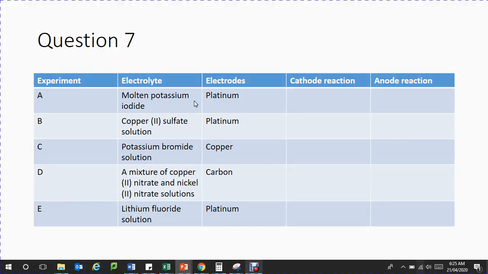What I thought I'd do is put together some explanation for a question that you did in the textbook, and that was question 7 from chapter 9 review. The question gave you some electrolytes and the electrodes, and you had to write down what the reaction was at the cathode and the anode.